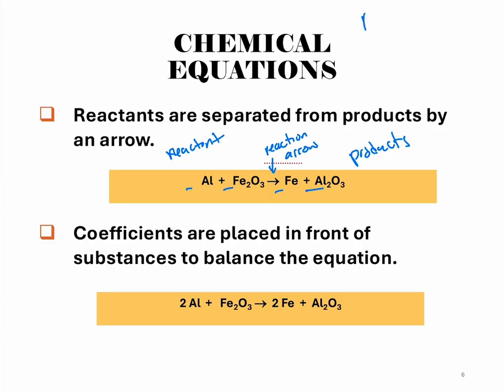There's a couple different reaction arrows you may see. If you see just a single arrow pointing one direction, that means that reaction only moves in that direction, meaning that you don't have the products going back to reactants. So this is one direction.